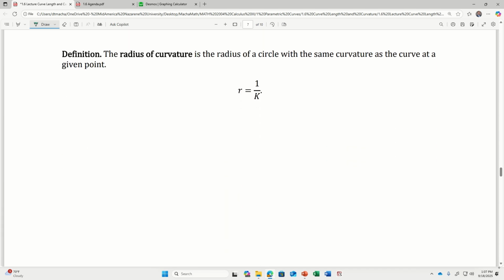Here's a new definition. The radius of curvature is the radius of a circle with the same curvature as the curve at a given point. And so there's a formula for it, because the radius of curvature is just the reciprocal of the curvature. If you've already calculated the curvature of a curve, you can get the radius of curvature just by taking the reciprocal.